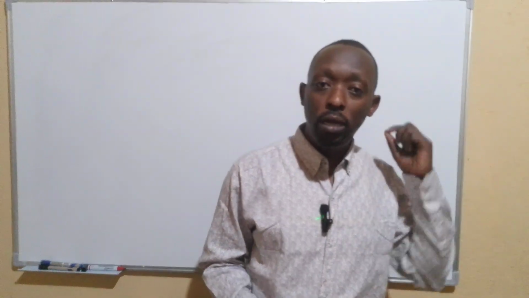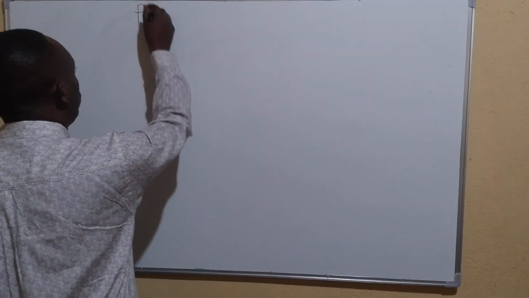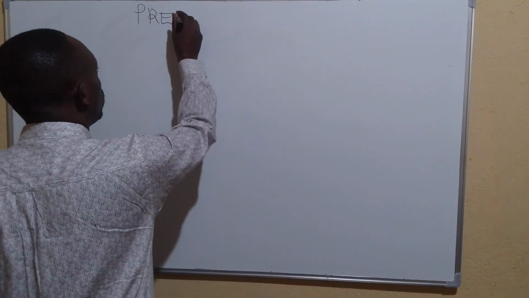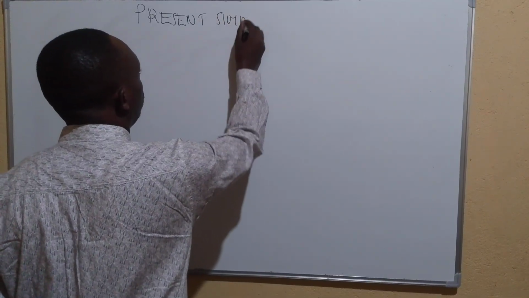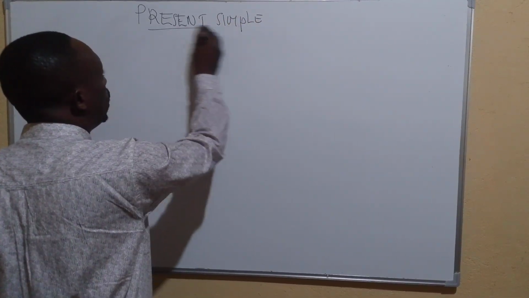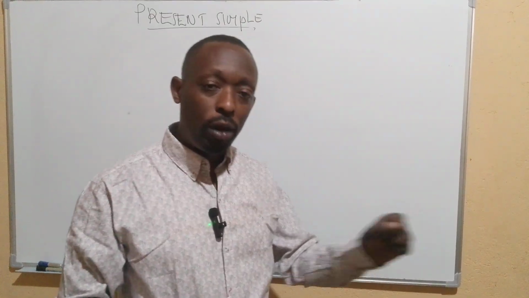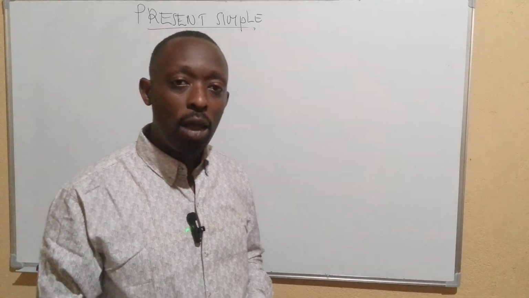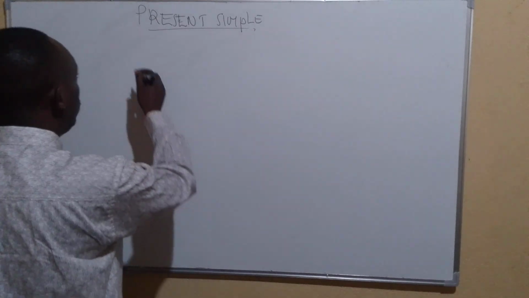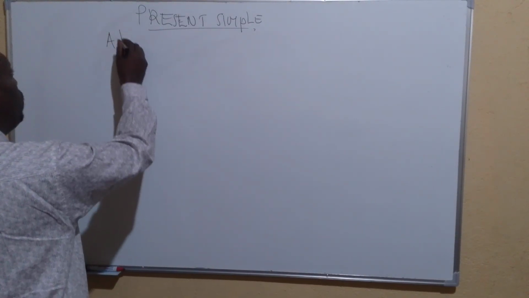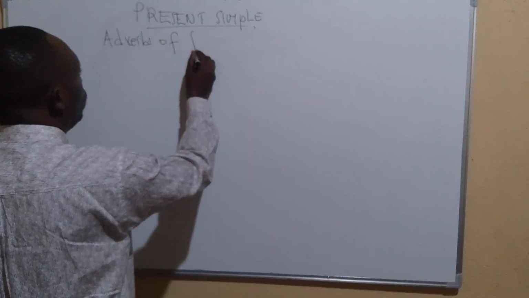So today we are going to continue with the present simple tense, by focusing on how we can use adverbs of frequency with the present simple tense to describe actions we do more often. Tugiye kureba uburyo dukoresha present simple tense hamwe na adverbs of frequency.